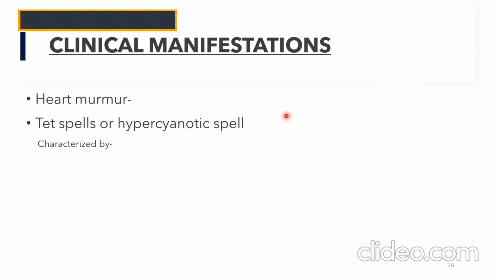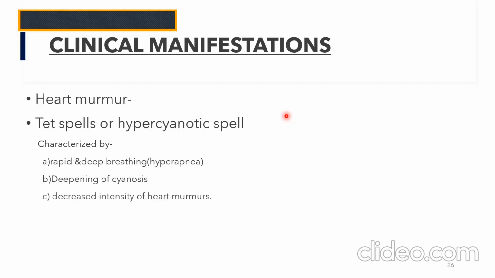The third clinical manifestation is a heart murmur that is heard at the left mid and upper sternal border. It is mainly due to the pulmonary stenosis. The fourth clinical manifestation is the TET spells or hypercyanotic spell. It occurs in the severe conditions of tetralogy in infants. It is nothing but the deepening of cyanosis or suddenly developing a deep blue skin after crying or feeding of the baby. It is characterized by rapid and deep breathing, that is hyperpnea, deepening of cyanosis, and decreased intensity of heart murmurs.